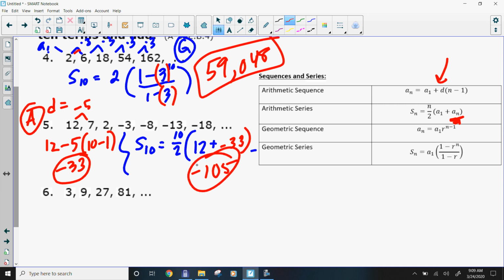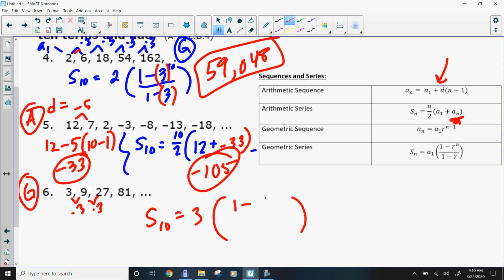Okay, last one on this page. This one looks like it's times 3. So that's a geometric sequence, and we're going to do the series. So we need the first number. So S of n. Actually, that's not S of n, that's going to be S of 10, since we're doing the sum of the first 10. It's going to be the first number, and we have 1 minus r, which is 3, to the 10th power. This is over 1 minus 3.